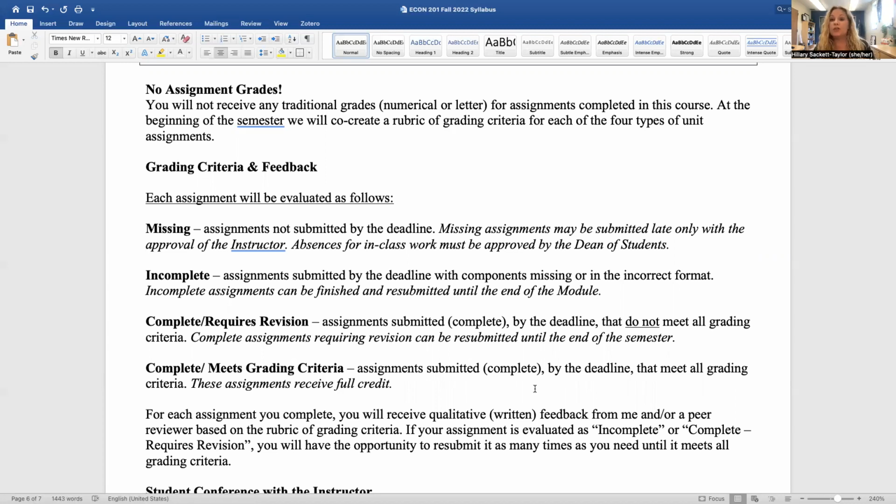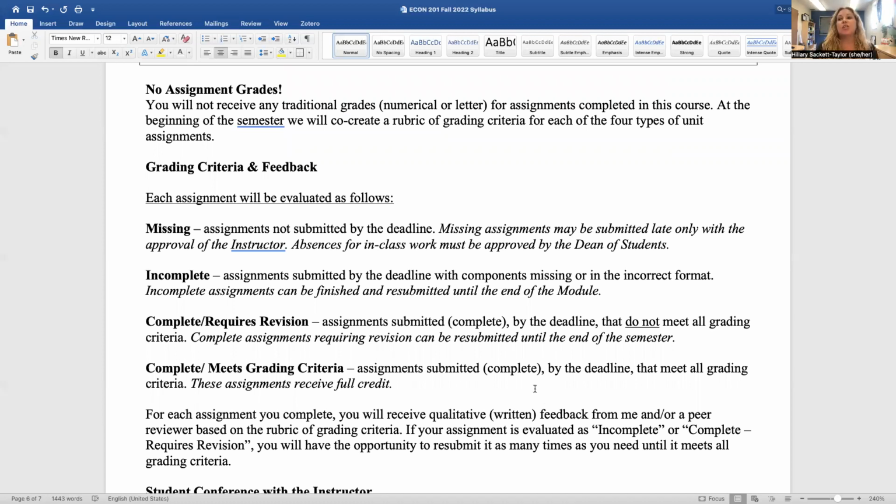An assignment could receive the evaluation of a category of incomplete. These are assignments that are submitted by the deadline, but have components missing or are in the incorrect format. Incomplete assignments can be resubmitted at any time up until the end of a given module. So that's 3 units long, 3 weeks.